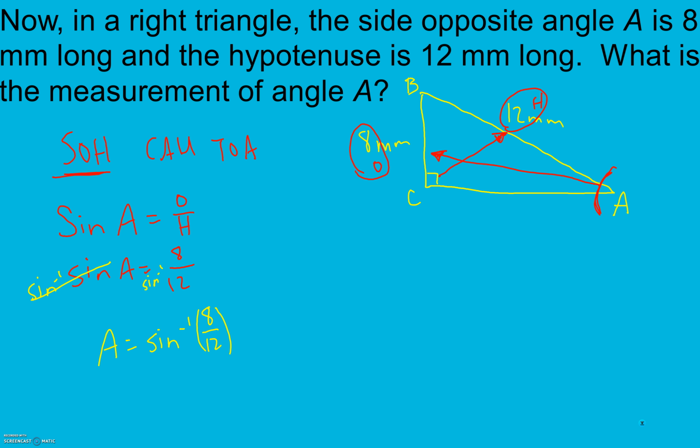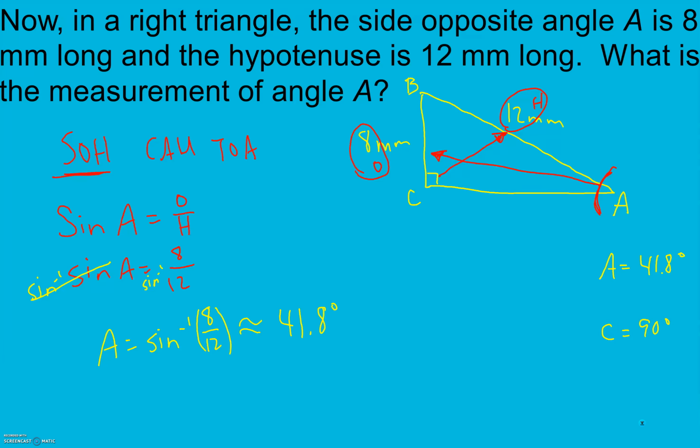And again, that's because inverses undo each other. So inverse sine undoes sine, and it helps us find our angle. When we type this in, we get approximately 41.8 degrees. So angle A is 41.8 degrees. Angle C I have marked as my 90 degrees.